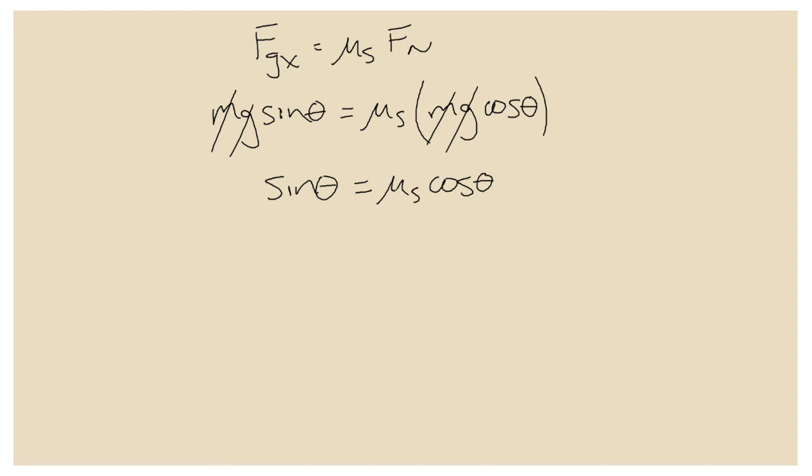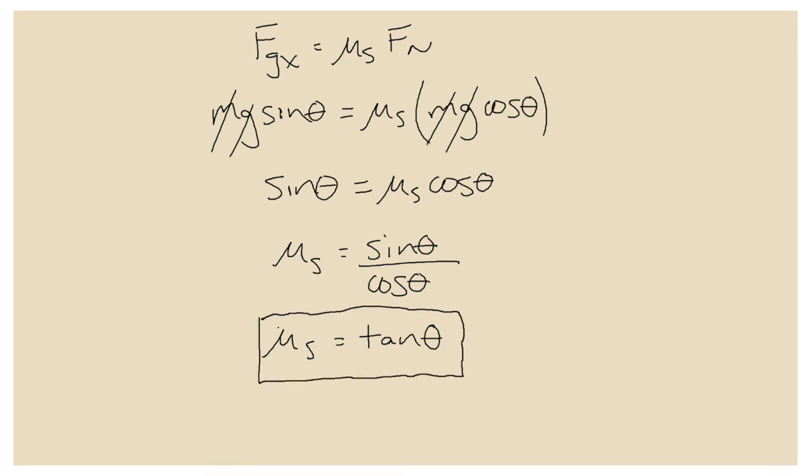To solve this for the coefficient of static friction, I have to divide both sides by the cosine of theta. So I have sine theta divided by cosine theta. And as I hope you all remember from math, sine theta over cosine theta is the definition of the tangent of an angle. And so our whole big free body diagram work comes down to this nice, neat, tidy little expression. The coefficient of static friction is equal to tan theta.